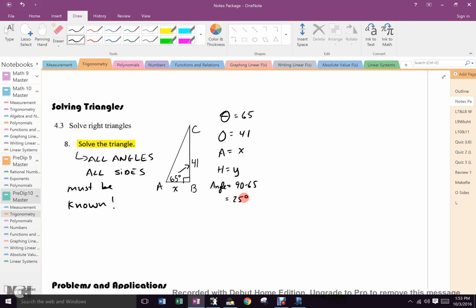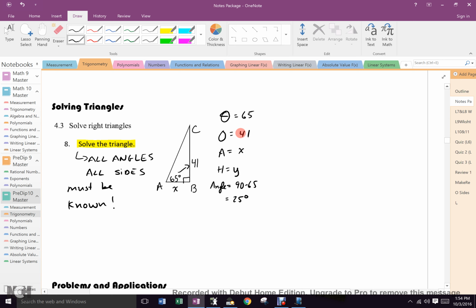Now, I am going to use 65. Even though I know 25 is there, I am going to use 65. Do you have to use 65? No, you could use 25. It wouldn't matter. I don't care. Okay? I'm going to use 65 and 41 because that's what was given to me.